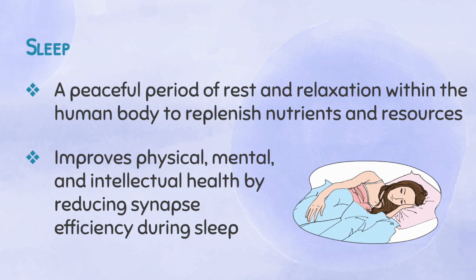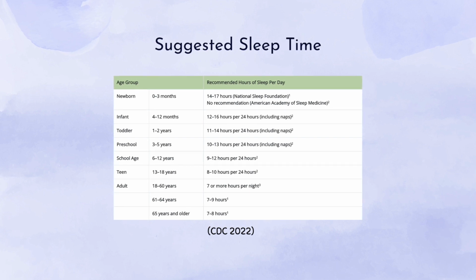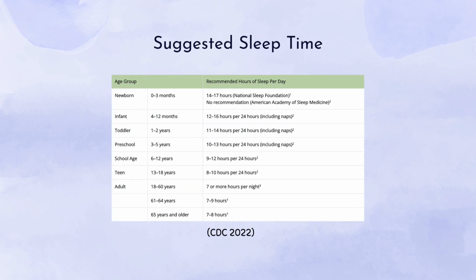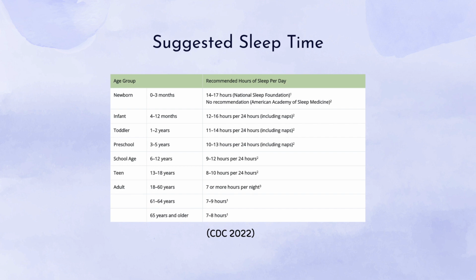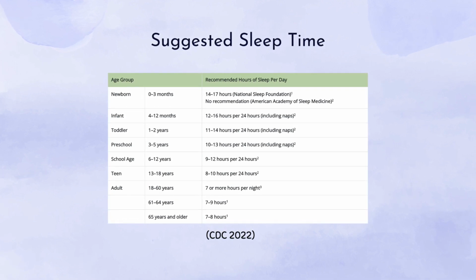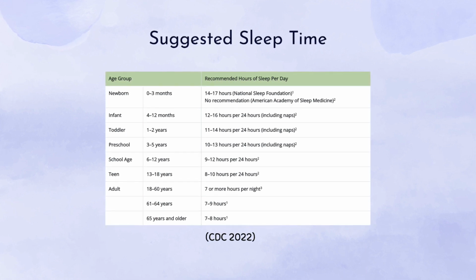To understand the CDC's requirements on suggested sleep time, we're going to take a look at this table that you can see right here. In this table, it highlights that adolescents should be getting between 8 to 10 hours of sleep. But currently, that is not the case. In fact, many recent studies have shown that adolescents are getting between 7 hours or 6 hours of sleep.